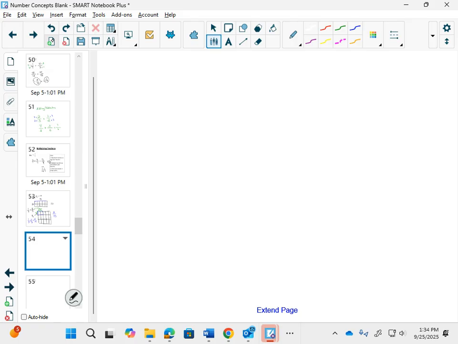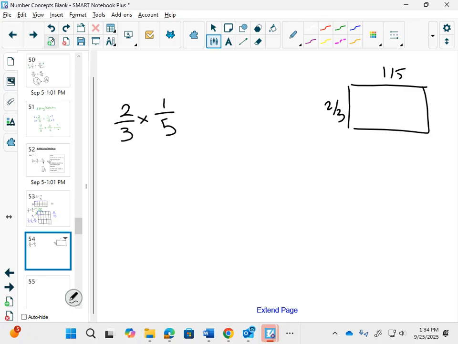So if you had, I don't know how big I want to make this. Let's go 2/3 and 1/5. So we imagine we have a rectangle that's 2/3 by 1/5. I'm going to draw it here and say this is 2/3 and this is 1/5. And I need to find that area.